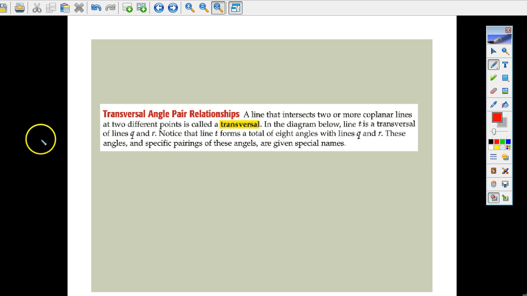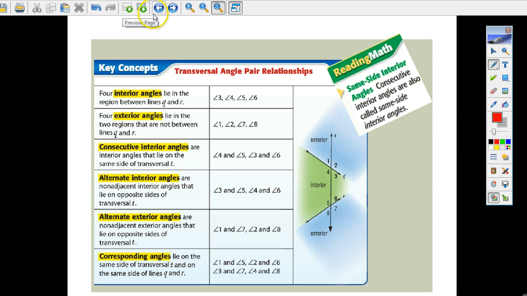Okay, welcome back. Transversal angle pair relationships. A line that intersects two or more coplanar lines at two different points is called a transversal. In other words, when you have two lines and you have another line cutting through them, this is a transversal. In the diagram below, line T is a transversal of lines Q and R. So T is crossing through them.